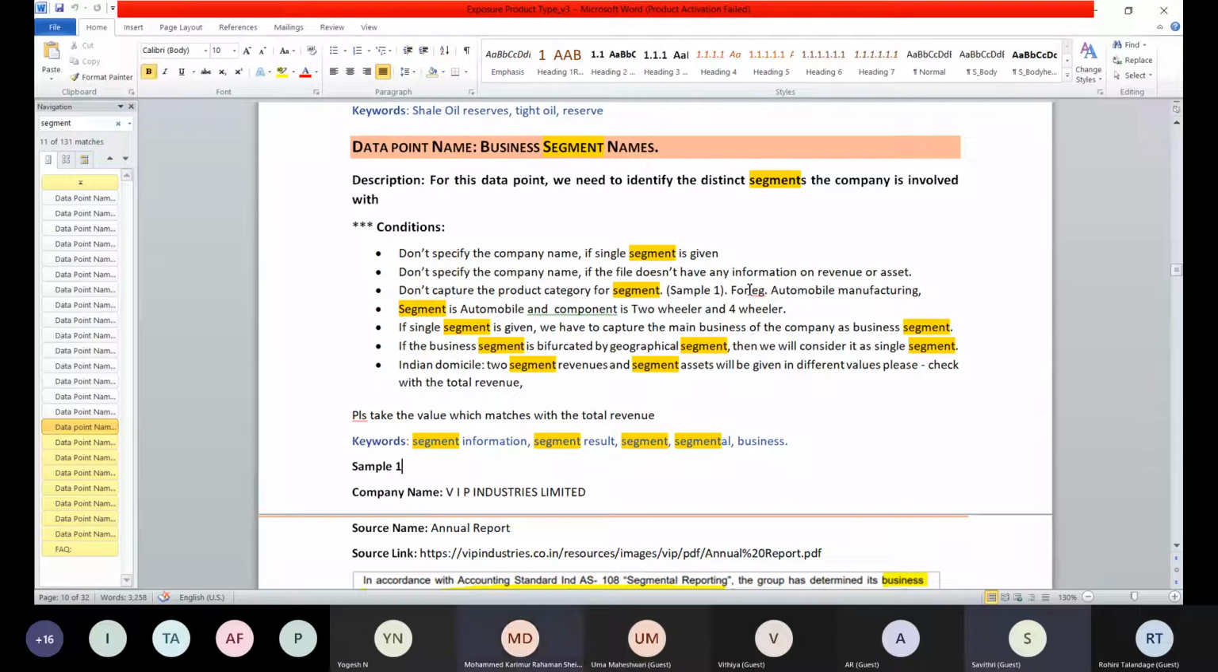The next condition is, if a single segment is given, we have to capture the main business of the company as the business segment. This is related to the first condition, where they say don't capture the company name. Instead, you need to capture what the main business of the company is. In this case, there is only one single segment, VIP Industries. They are into manufacturing and marketing of bags. So that manufacturing and marketing only you need to capture, as that is the only business the company is doing.